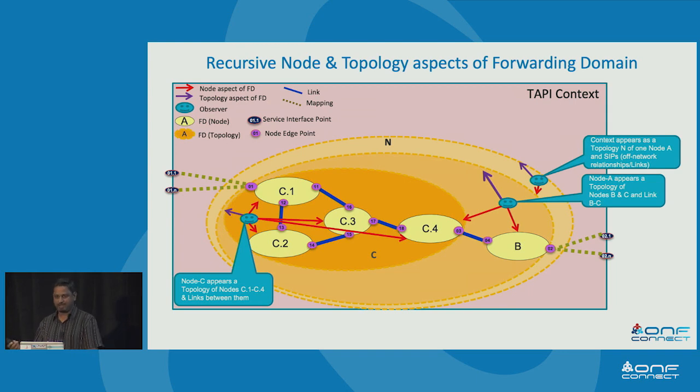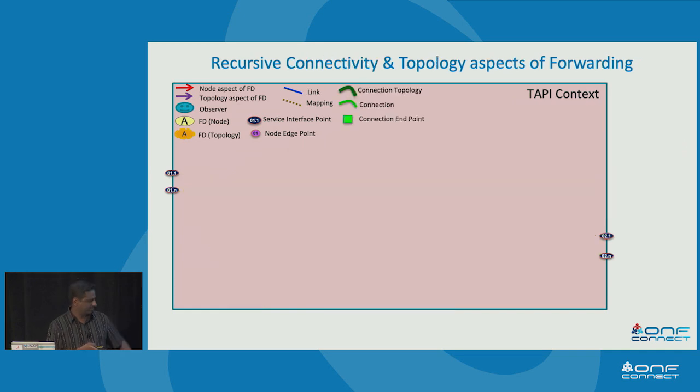Some operators have done it because they have admin domains and regions. A big operator has a region for Europe and for South America, so they have separate regions. Some operators partition it based on vendor domains and so on. So this is where TAPI has been used exclusively, to represent these concepts.